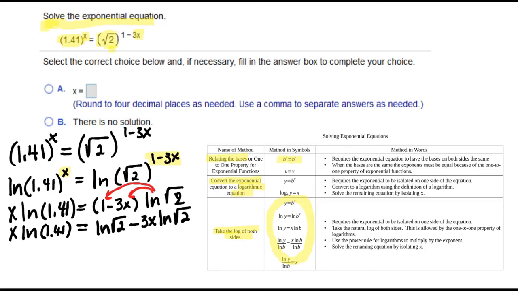On the next step, I notice that I've got a variable of x on the left, and I also have a variable x on the right. I want those x's on the same side, so I'm going to add 3x to both sides. Not just 3x, that whole term. 3x natural log square root of 2 plus 3x natural log square root of 2.